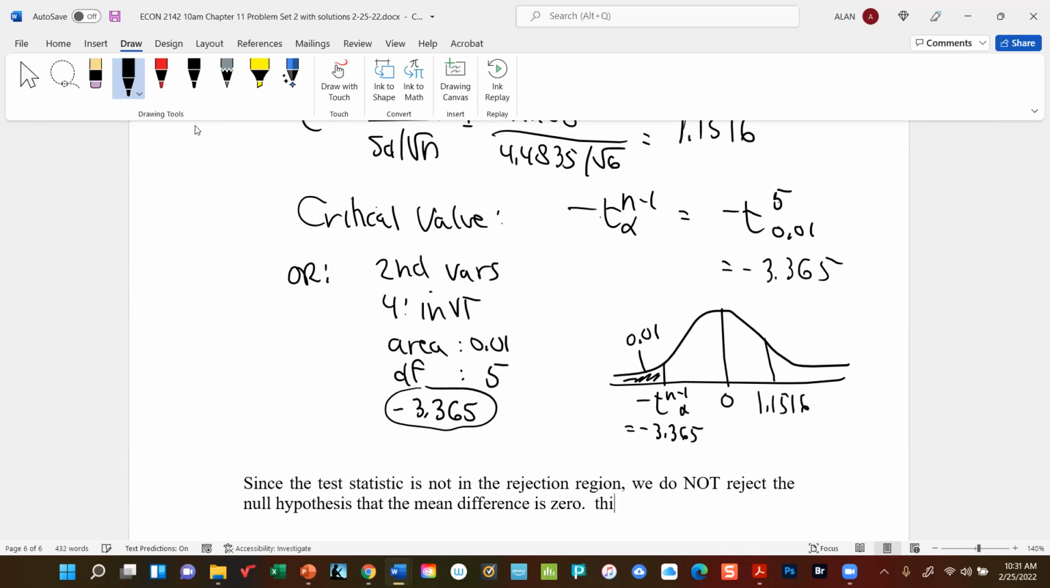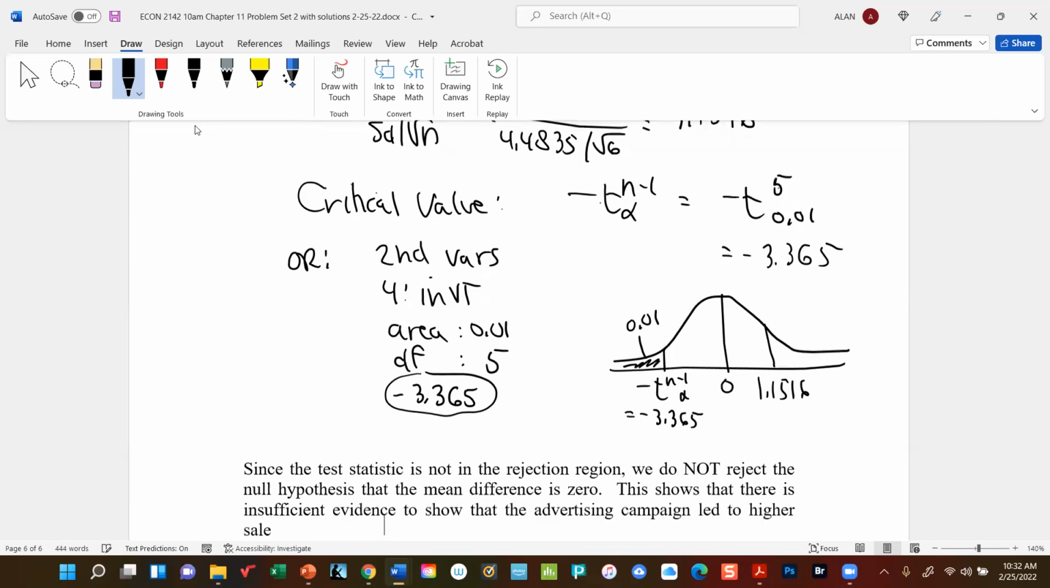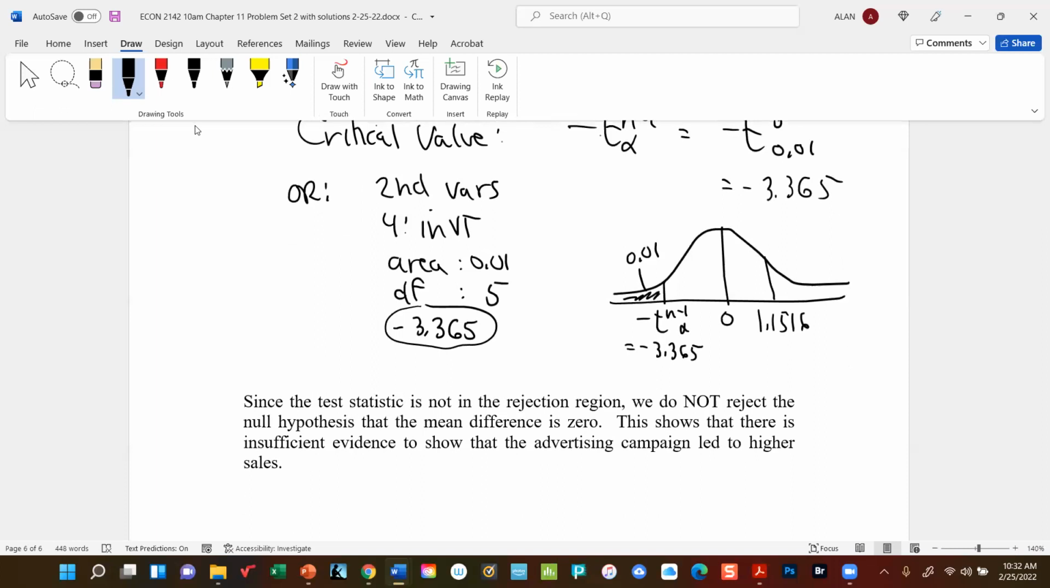This shows, if they ask, that the advertising campaign did not, or I guess what we should say is that you have to be very conservative with these statements. There's insufficient evidence to show that the advertising campaign led to higher sales. All right, so that's that.